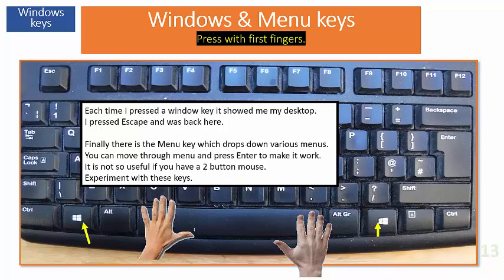Finally, there's the menu key, which drops down various menus. You can move through the menu and press Enter to make it work. It's not so useful as if you have a two-button mouse. Again, experiment with these keys. And this is the menu button.